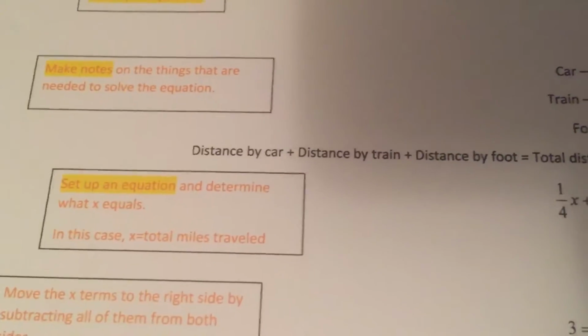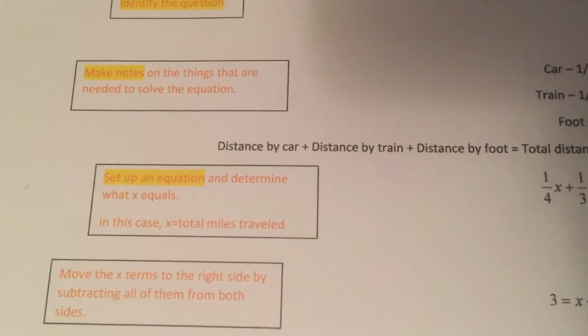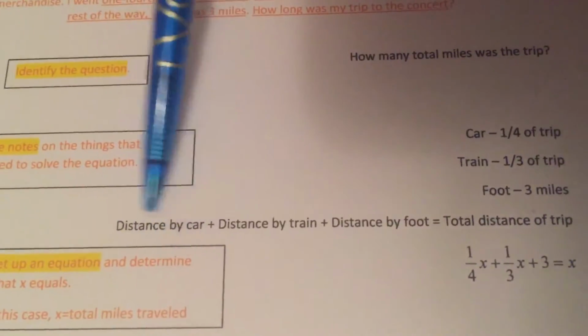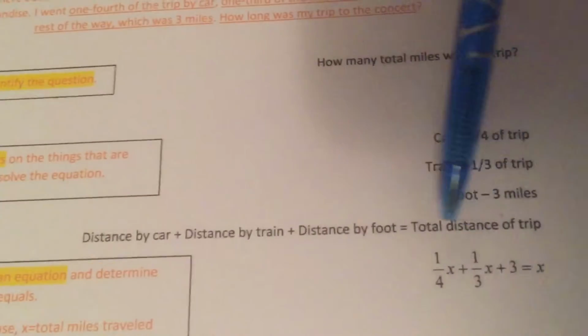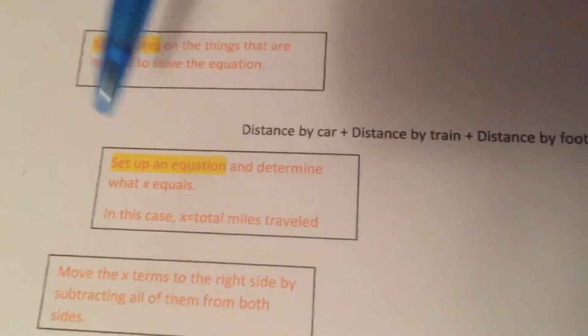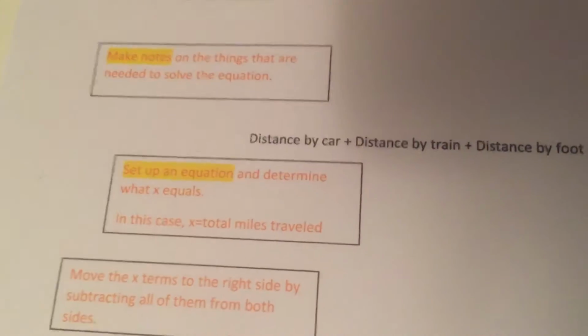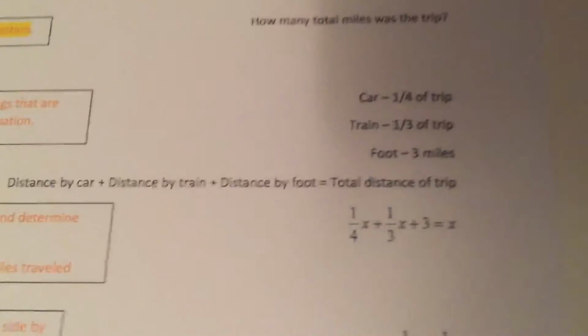Then we're going to set up an equation and determine what x equals. In this case, x equals the total miles traveled. So we're taking our distance by car, distance by train, distance by foot, and equals the total distance. Makes sense, doesn't it?